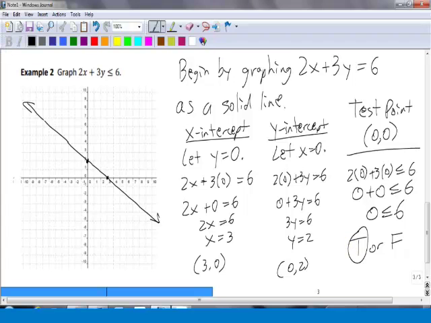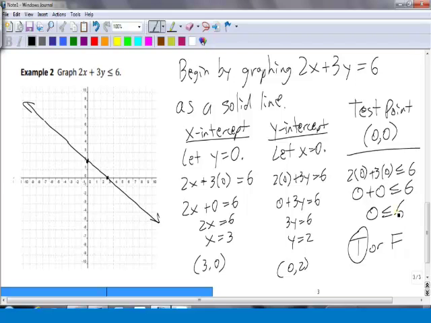Because in the case where I get an equality, suppose I've gotten 6 is less than or equal to 6, it could be misleading. What that means is I've mistakenly chosen a point on the line itself as my test point. If I get 6 equal to 6 right there, even though it makes the inequality true because of the or equal to bar, it's not really telling me which side of the line to shade because the point that I've chosen is on the line, whether I realize it or not.